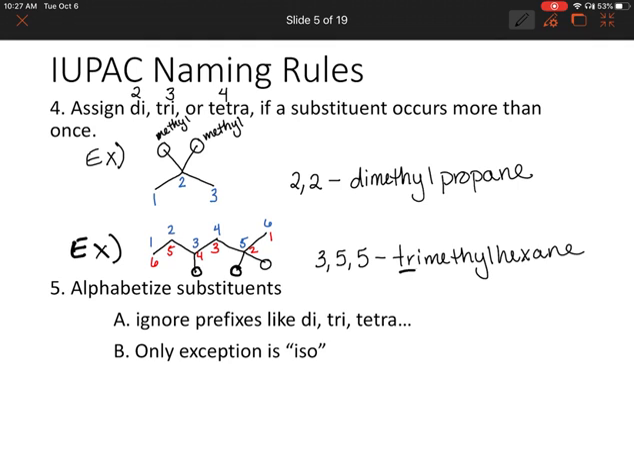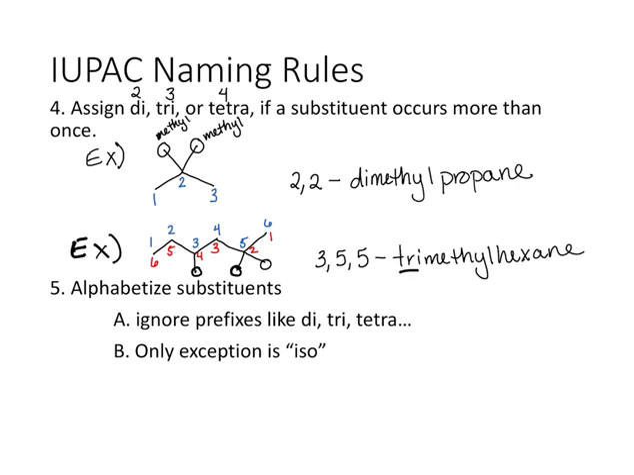So again, we have 3 methyl groups. 1 is on carbon 3, and 2 of them are on carbon 5. But I have to write 5 twice because there are 3 methyl groups. So it seems redundant, but otherwise we wouldn't really know where those methyl groups exist. Okay, so that's using the blue numbering system, but what if we use the red numbering system?